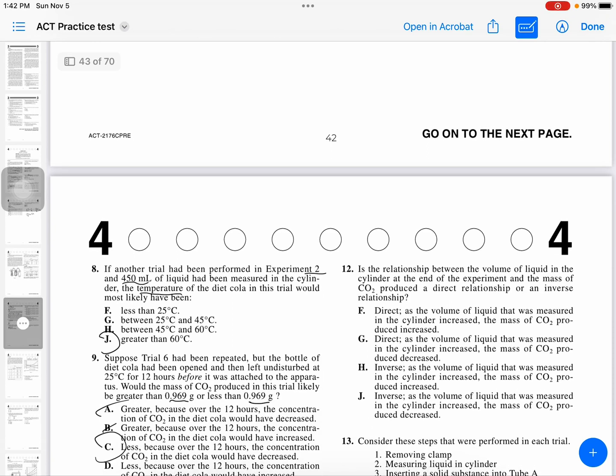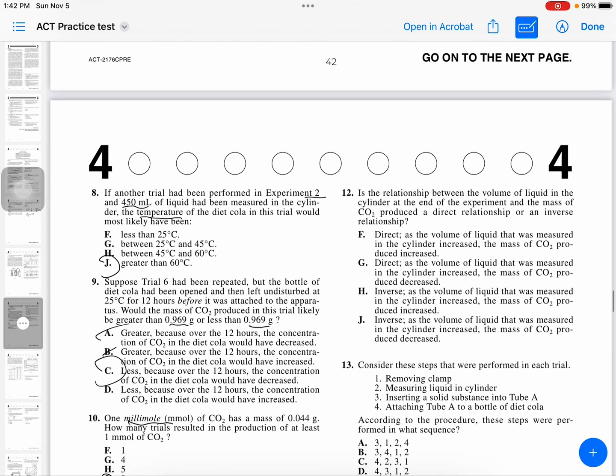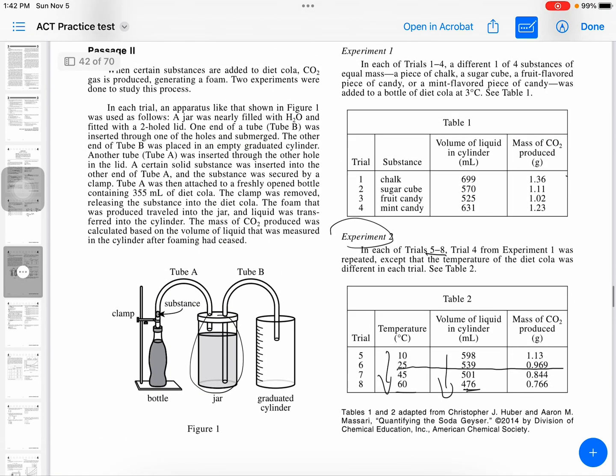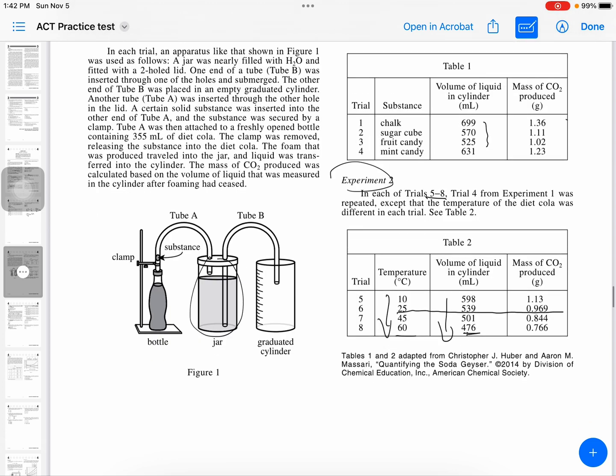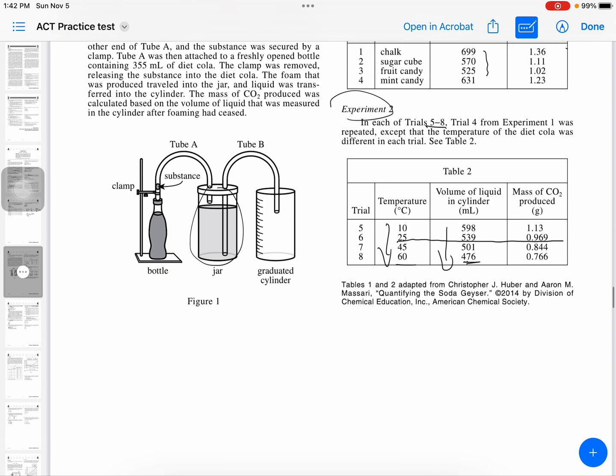Next, is the relationship between the volume of the liquid in the cylinder at the end of the experiment and the mass of CO2 produced directly related or inversely related? And it doesn't say which. Okay, so we're looking at volume. Volume here is variable. Oh, sorry, let's look at table 2.